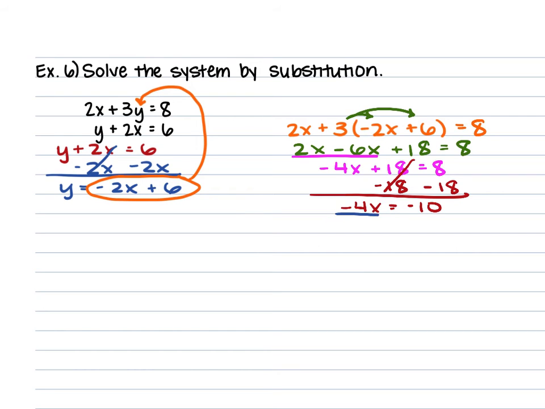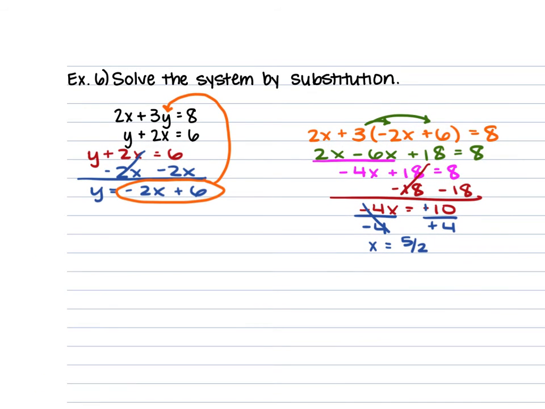And then we're going to divide each side by that negative 4 to get x by itself. And we have that x is equal to a positive, because a negative divided by a negative is a positive. The 10 over 4 simplifies to be 5 over 2. From here, I'm going to plug this in for x. I can use that equation that I solved for y, so that way now I can solve for y.